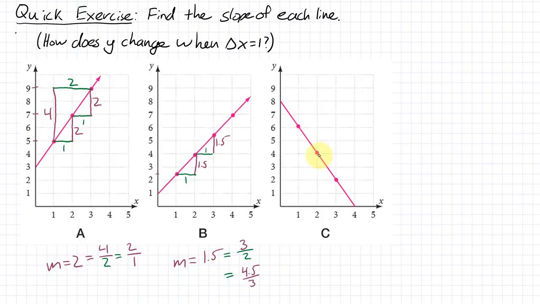And with this one, the difference is that y is decreasing. If you go from this point over to this point, that's a change in x of 1. The change in y here is going from 6 down to 4. That's going to be a change of -2.